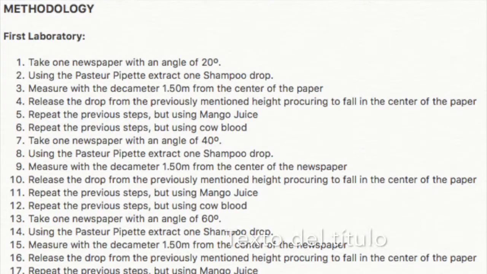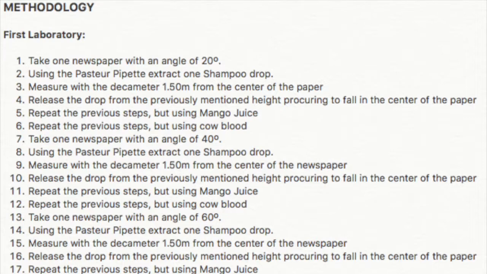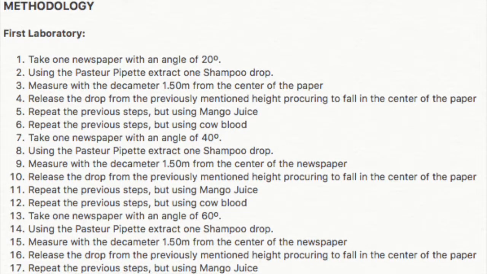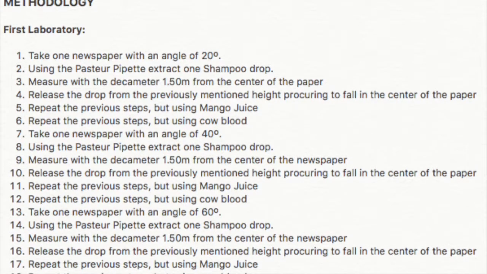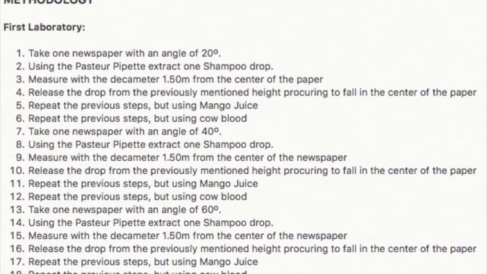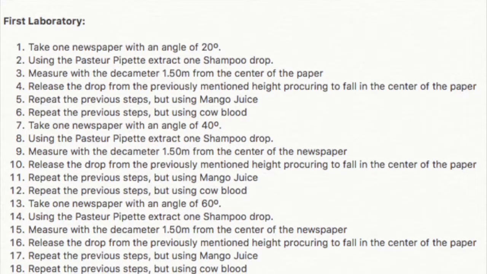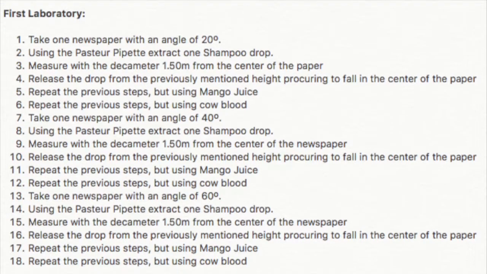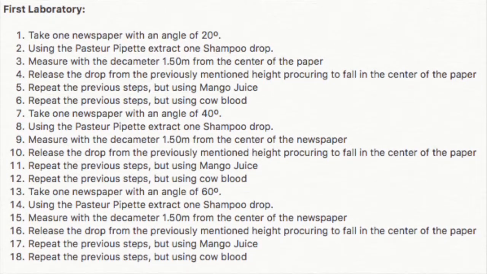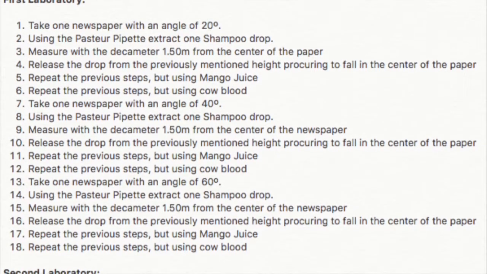Methodology. First laboratory. First, take one newspaper with an angle of 20 degrees. Second, using the pastry pipette, extract one shampoo drop. Third, measure the diameter 150 meters from the center of the paper. 4. Release the drop from the previously mentioned height, producing the fold in the center of the paper. 5th, repeat the previous step using mango juice. 6. Repeat the previous step using cow blood.